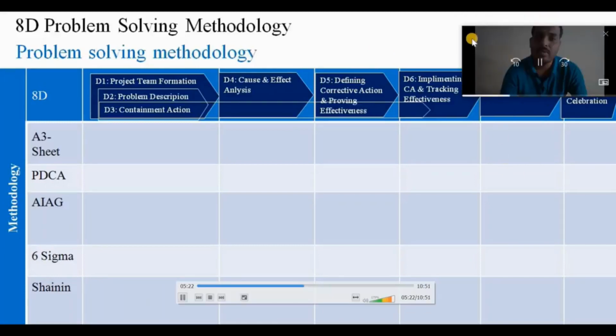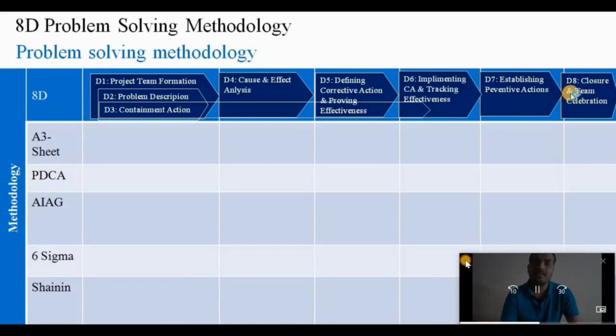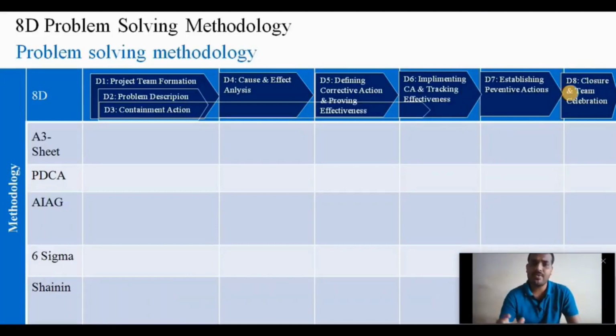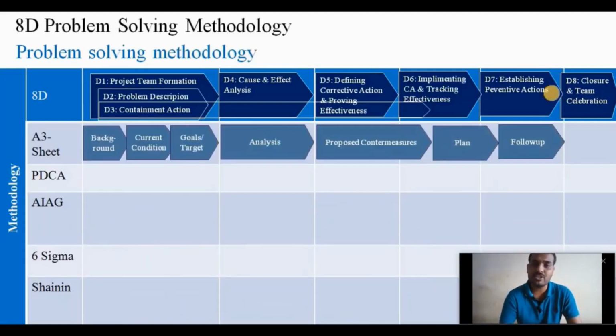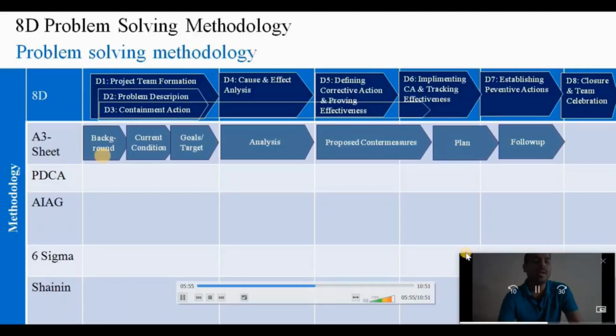Now we will see the A3 sheet. This A3 sheet consists of 7 phases, starting from the background. In this background, the reason for the problem selection is mentioned, why we are going to select this problem as a project. For example, internal defect cost reduction, or OEE improvement project, that is overall equipment effectiveness improvement, or quick changeover, QCO projects. Like this you have to give the background of selection of the problem or project.